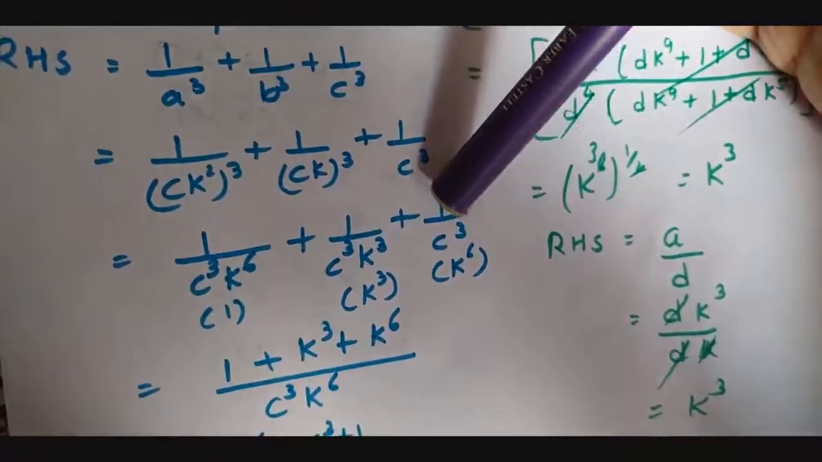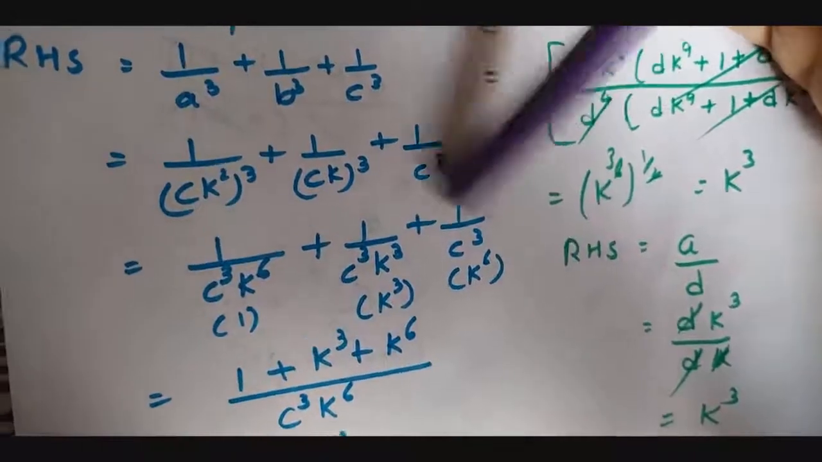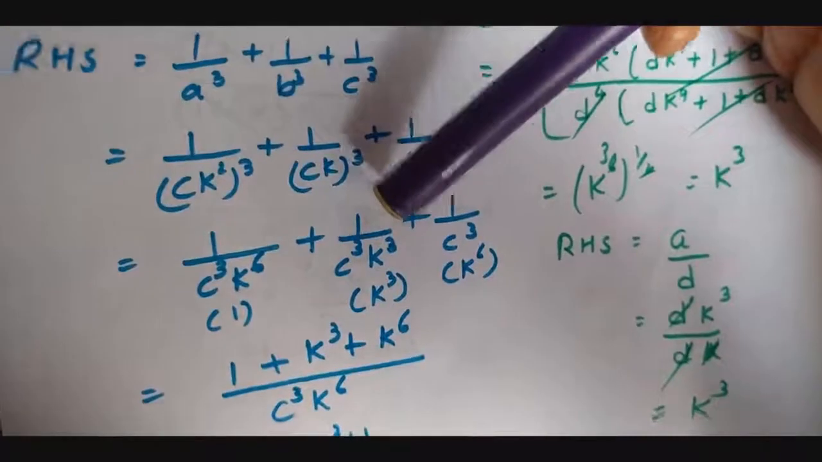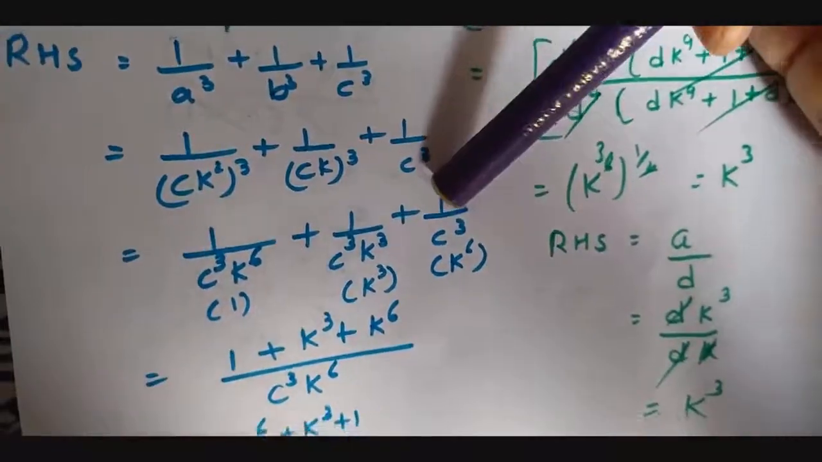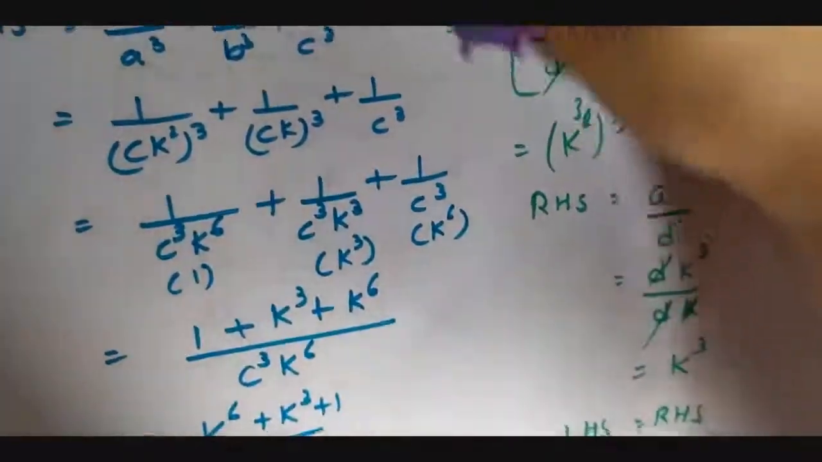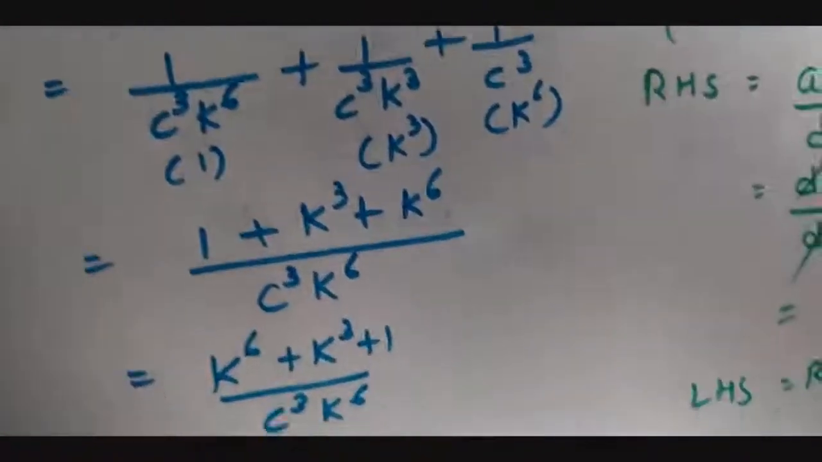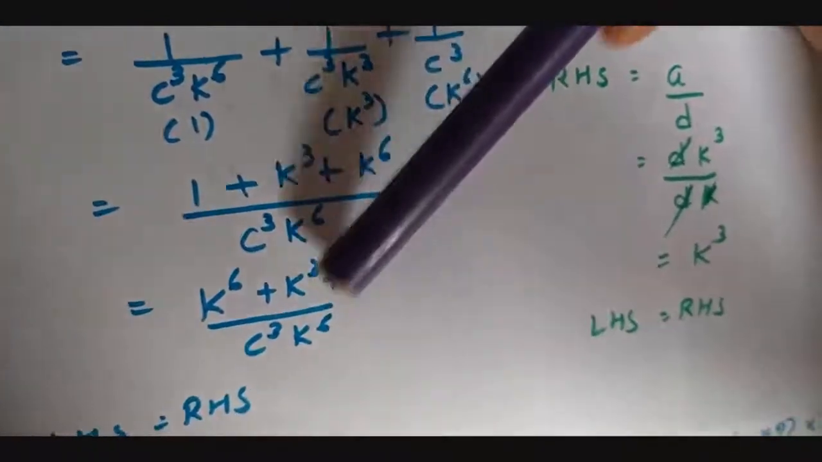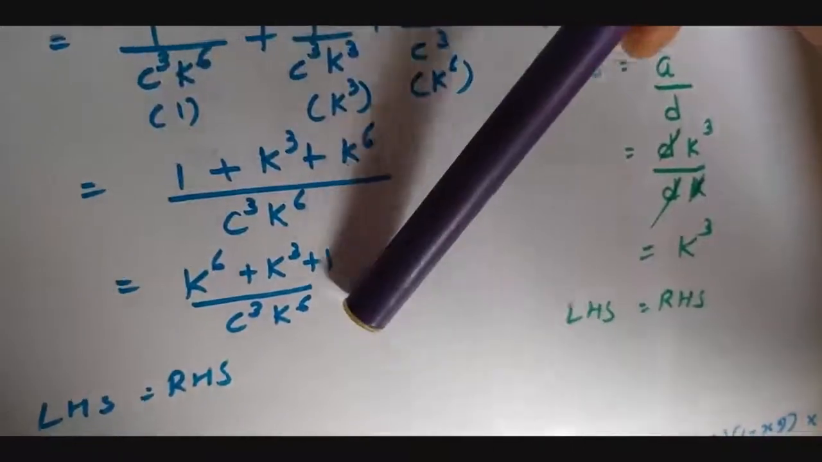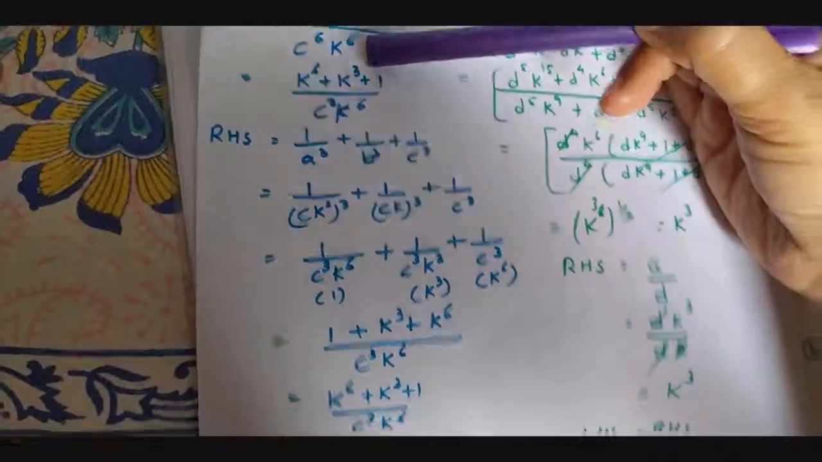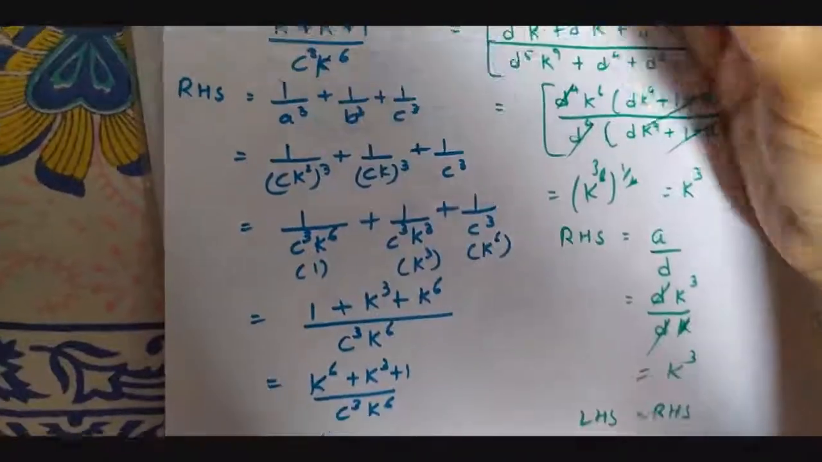Here c cube is there but not k^6, so I place here k^6, and here only 1. So now 1 plus this k cube, taking LCM, plus k^6. In the denominator LCM is c cube k^6, the bigger power of c and bigger power of k. So we are left with the term, I have written it, rewriting again, k^6 plus k cube plus 1 upon c cube k^6. You can see your left hand side is same as your right hand side. So we have proved number 3.